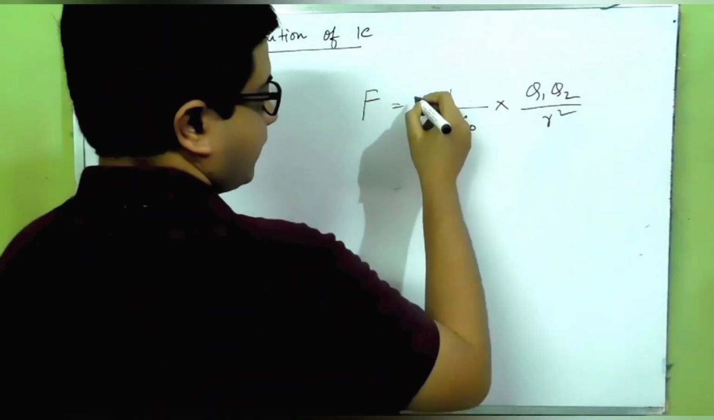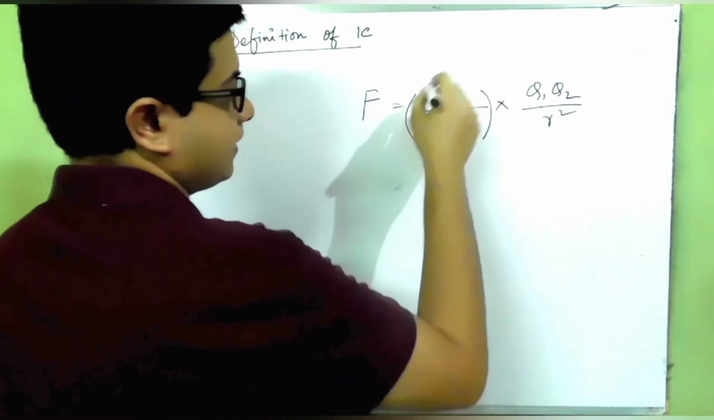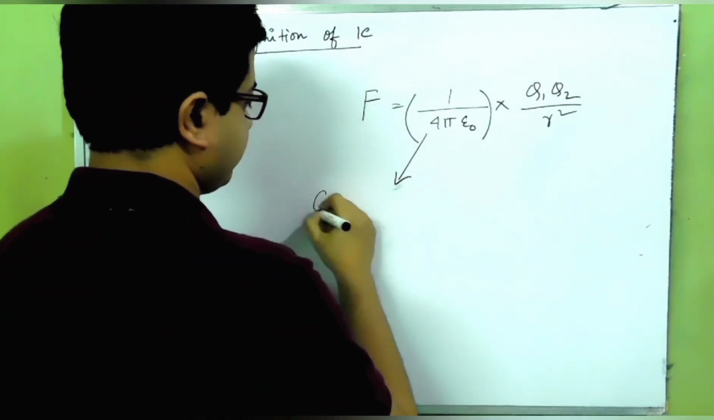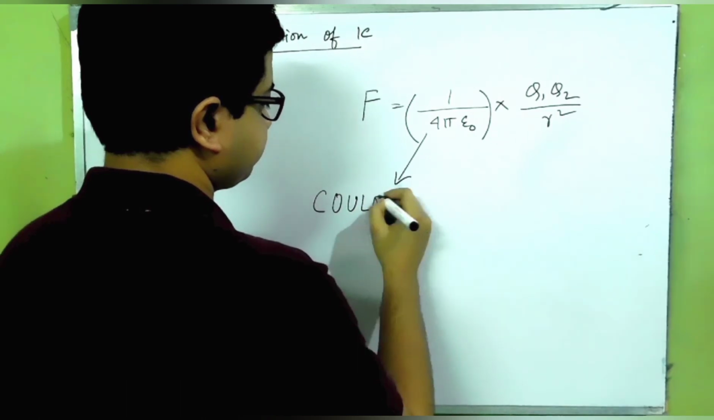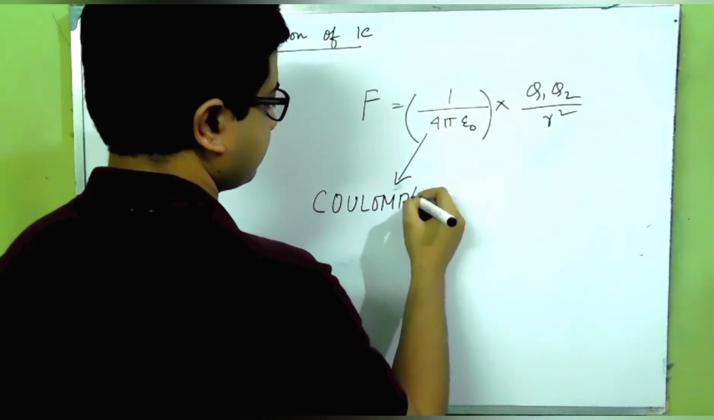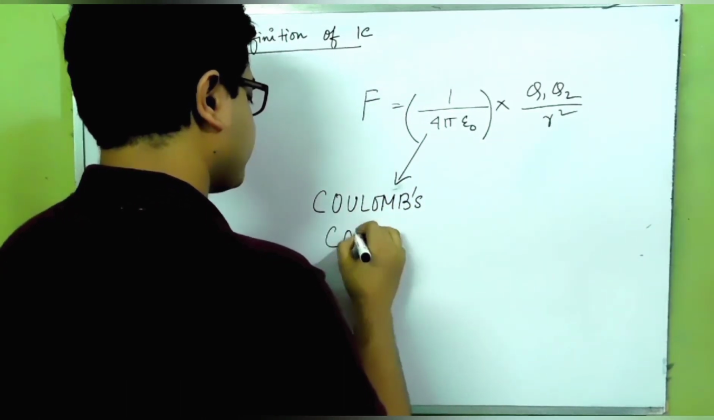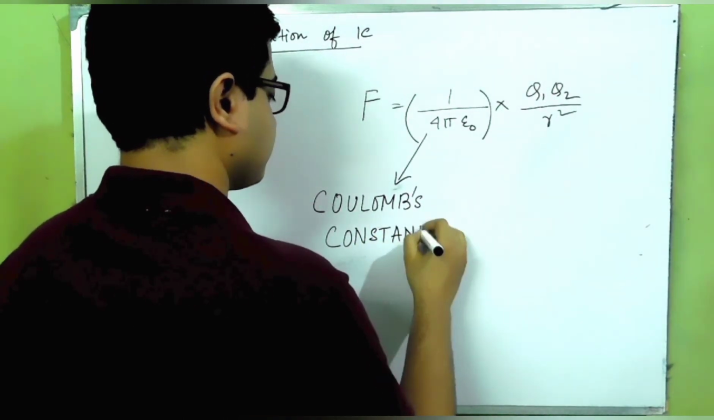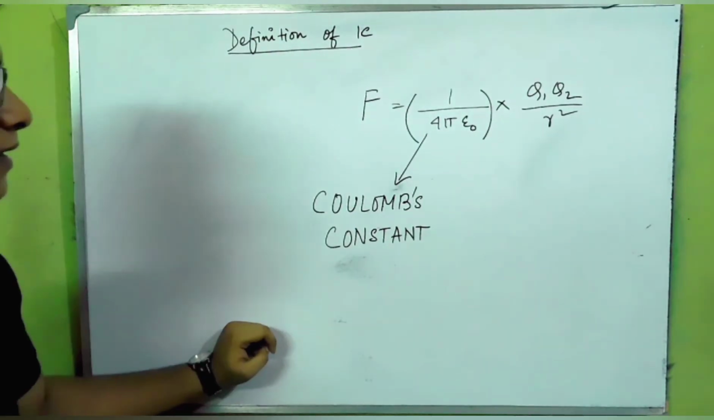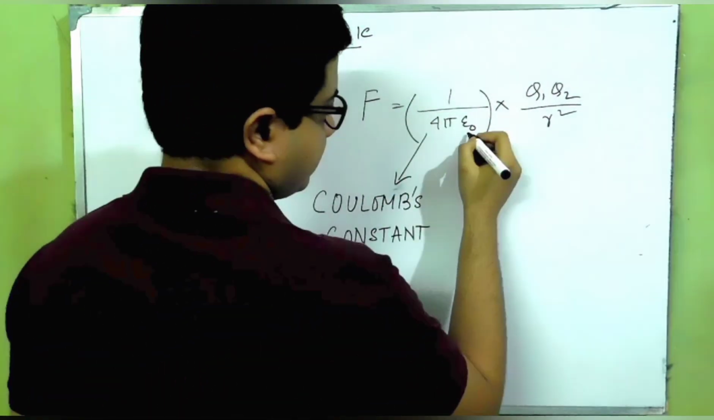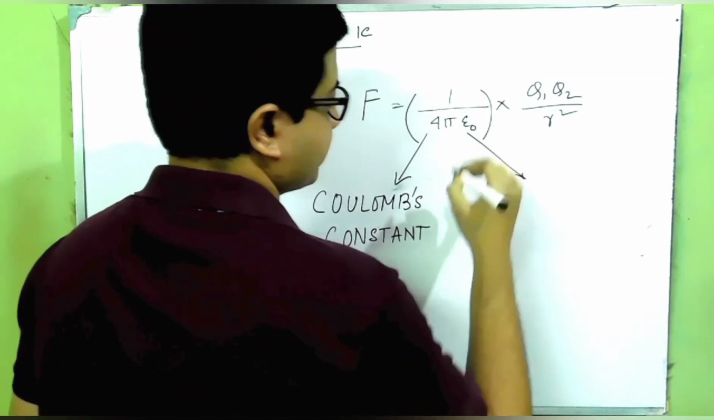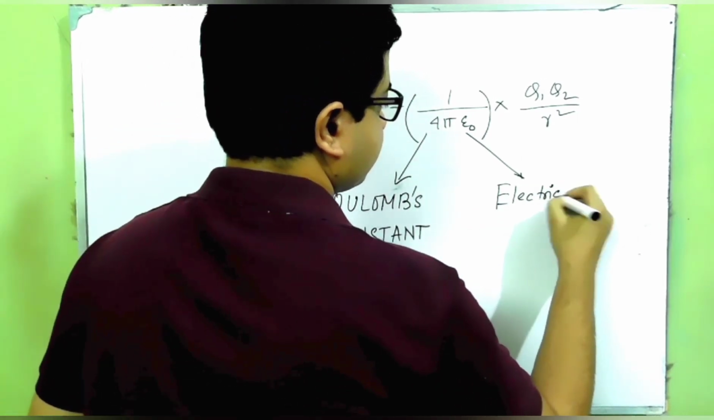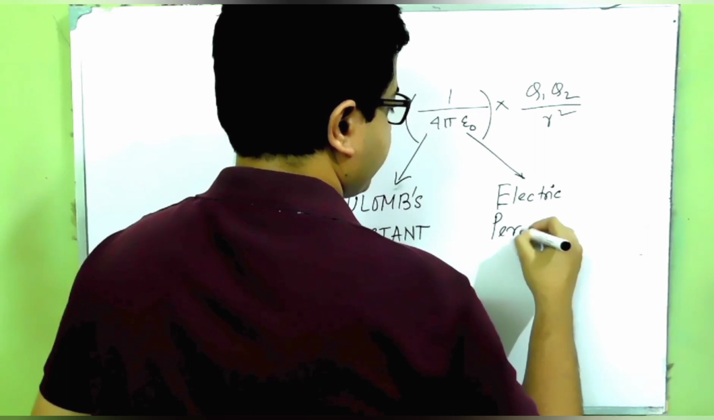Now this entire section is known to be a constant. This constant is known as Coulomb's constant. And in this constant there is also another property. This is called the electric permittivity.